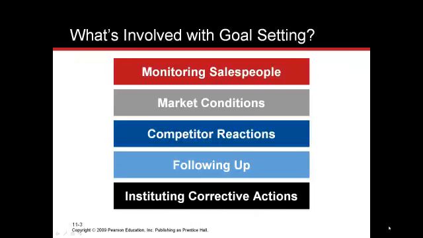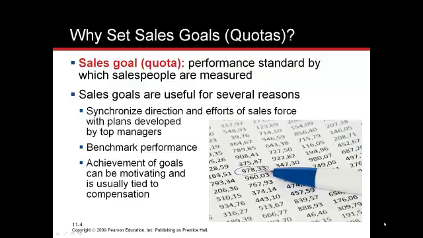Now, when we think about what's involved in setting goals, there are 5 distinct areas: monitoring salespeople, monitoring the market conditions, competitive reactions, follow-up, and instituting corrective actions. The definition is the performance standards by which salespeople are measured. Sales goals are useful for several reasons. Benchmarking performance, synchronize the direction and efforts of the sales force, and achievement of goals can be motivating and is usually tied to compensation.